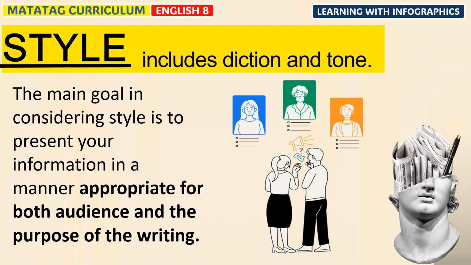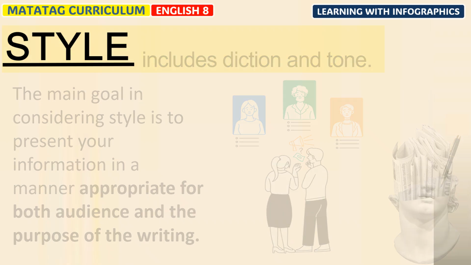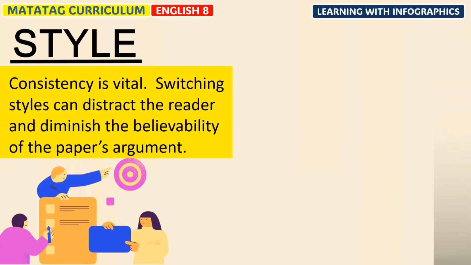The main goal in considering style is to present your information in a manner appropriate for both the audience and the purpose of the writing. Consistency is vital. Switching styles can distract the reader and diminish the believability of the paper's argument.